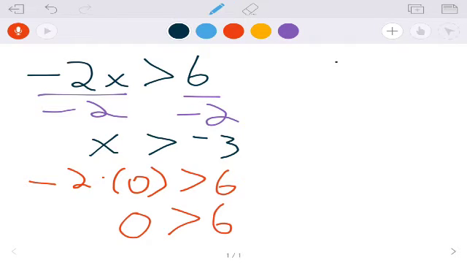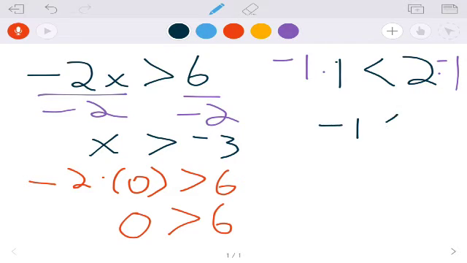We're going to jump over and look at 1 is less than 2. And we're going to do what we did on the other side, where we multiply both sides by -1. And what we find here is we end up with -1 is less than -2. And this is obviously not true. -1 is more than -2. I'd rather owe a dollar than $2. So clearly there's an issue here.